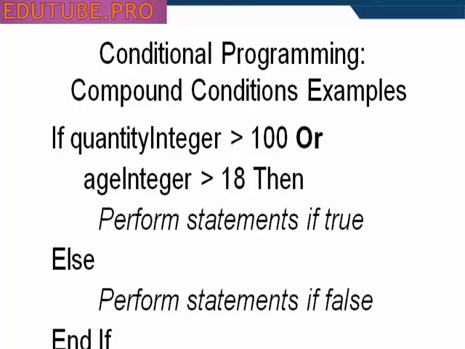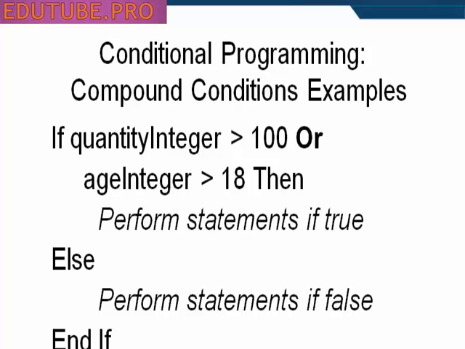Take the same statement but using an OR operator instead of AND. This if-then statement would be considered true if either of these singular conditions is true. That is, if the quantity integer is greater than 100, it makes no difference what the age integer value is, because one of the two conditions has already been met. Likewise, if the quantity integer is not greater than 100, but the age integer is greater than 18, then the if-then statement is considered true also. And then the statements placed immediately after the if-then statement would be executed.